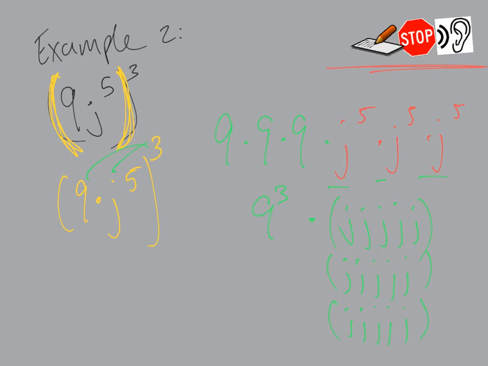And now if I'm looking for a final answer, I'm saying, okay, well, how many j's do I have? Well, here I have 15 j's because I had 3 groups of 5 j's. So let's get our final answer first. Our final answer is 9 to the third times j to the 15th once we take this and expand out. So here's our final answer.